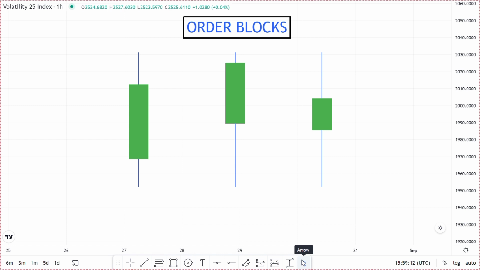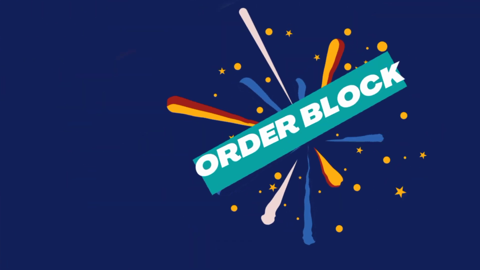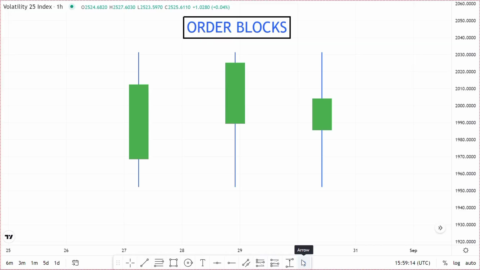Today's lesson is on order block. Order block is one of the most important institutional reference points whenever you are talking about SMC, the smart money concept trading.